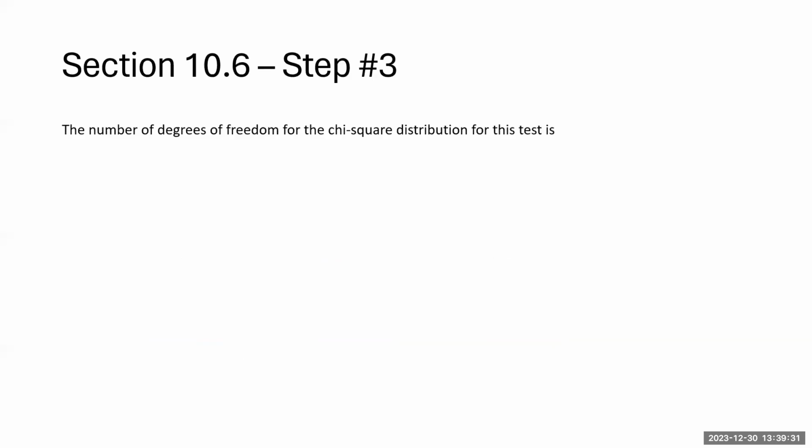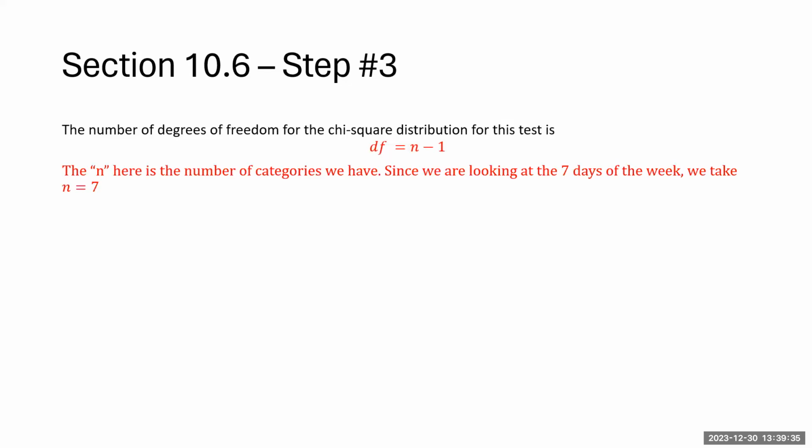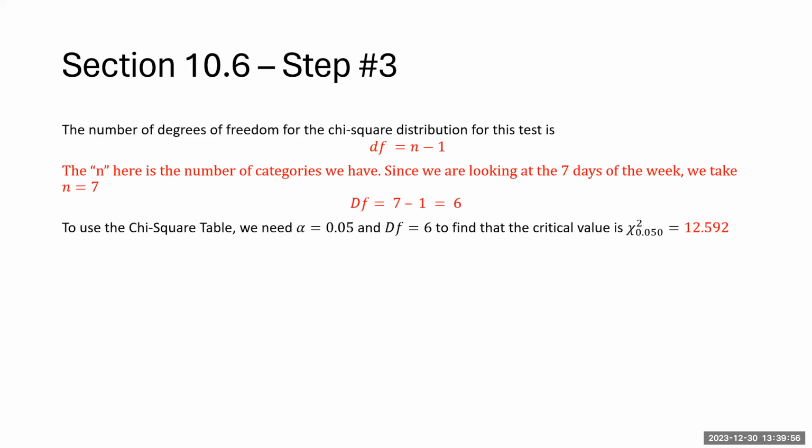Step 3 is to figure out what the number of degrees of freedom are for this particular test. In this case, the degrees of freedom formula is n-1, and the n here is the number of categories we have. This is easy. Go back to the null hypothesis, and you should have listed P1 equals P2 all the way up to P7. Since it's 7 days of the week, n has to be 7. So the degrees of freedom here is 7 minus 1, or 6.